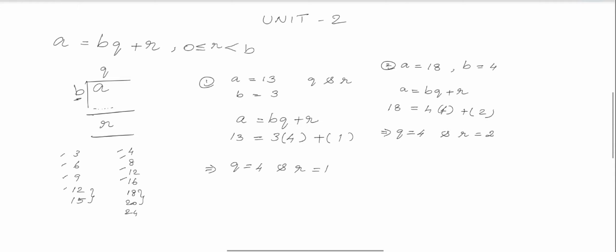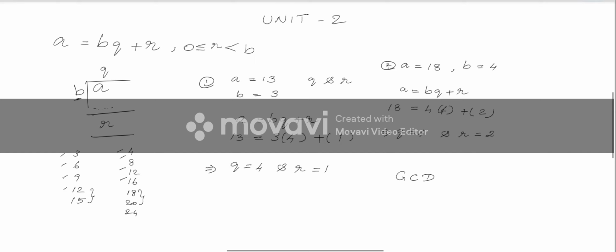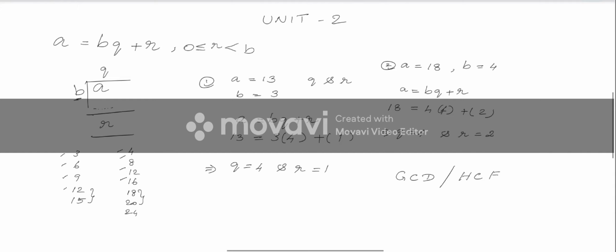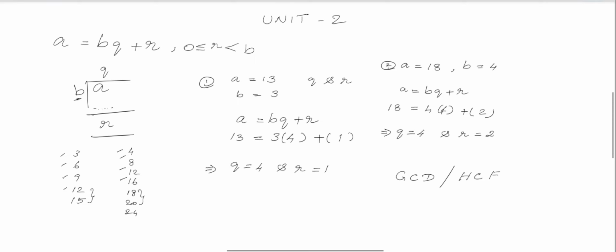We'll do the exercise now. Before that, I just wanted to tell you one thing. I hope you have learned GCD. GCD means greatest common divisor. And have you heard of HCF? It is highest common factor. Both are the same. If you are asked to find the GCD, you are asked to find the HCF, and vice versa. Only the wording is different, but both mean the same.